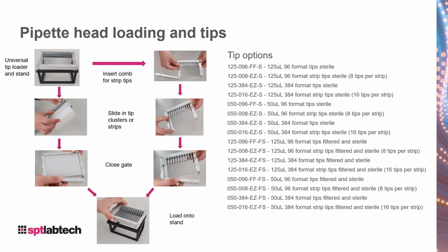Here's just an outline of the range of tips that are available. So we've got a range of volumes. We do a smaller volume tip as well for greater accuracy down at the low end of the volume range. They're available in sterile and filter formats. And you can see here how they get loaded onto the system. So we have a common loading stand that the tips are loaded into, placed on the deck, and then the head picks them up as and when it needs them. If you're using the strip tips, there's just a comb adapter that goes into the head, and then the strips can be slid into the head for use.